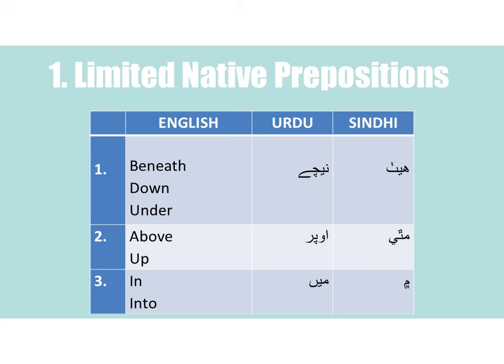The chart here shows that for beneath, down and under, there is only one particular word in Urdu and Sindhi, that is hate and niche. Likewise, for above and up, mathe and upar are used. And for in and into, ma in Sindhi and man in Urdu is used.